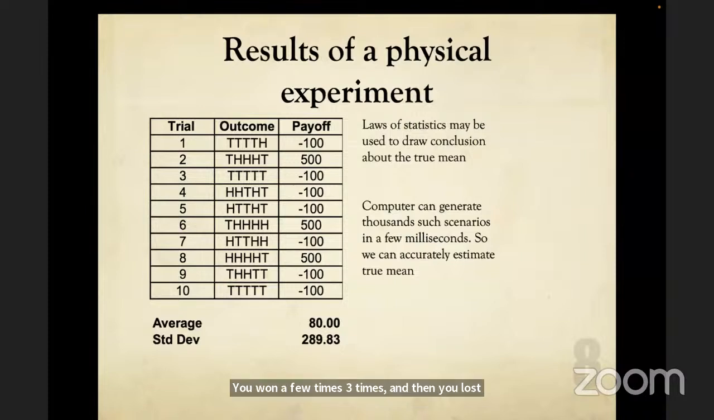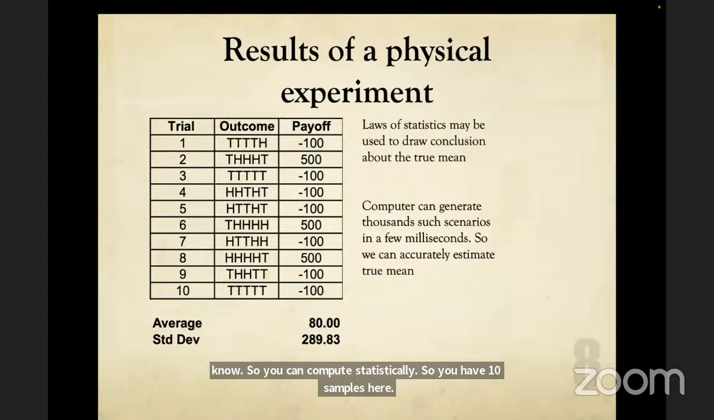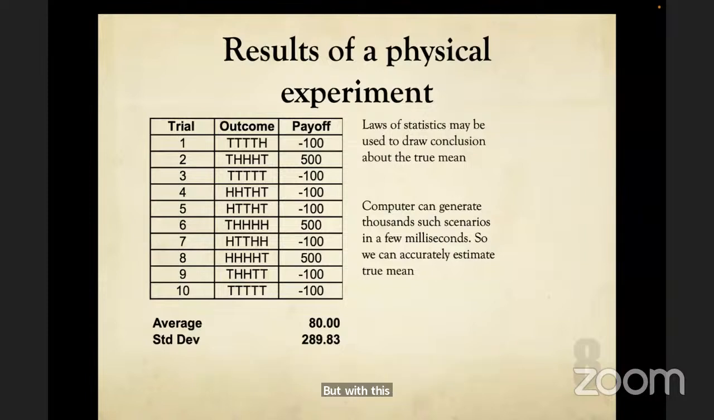So you can compute statistically. You have 10 samples here. With these 10 samples, the average reward you earned was 80. And the standard deviation, it's a measure of spread, we won't go into the technical details, turns out to be 289 in this setting. So it's large, you need more samples. If I give more samples, the overall sample standard deviation is going to come down.